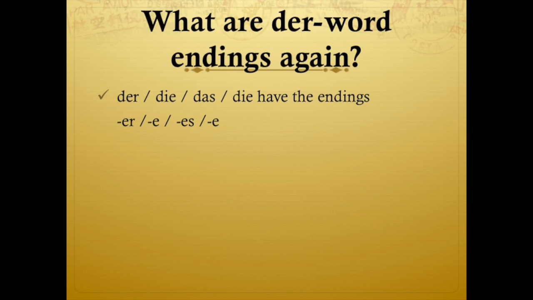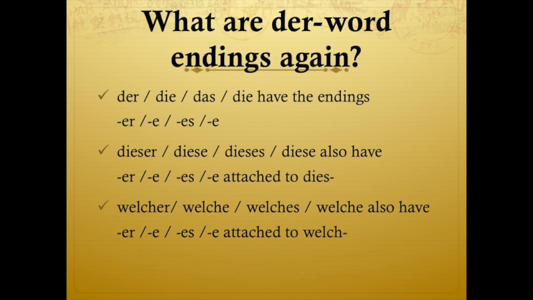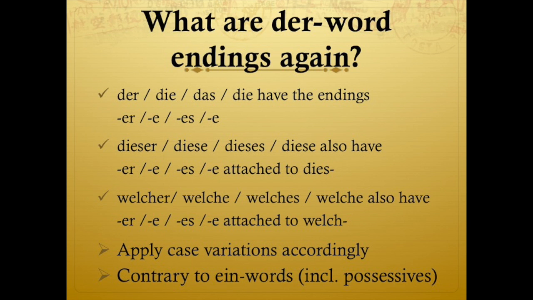So just a brief refresher on what are those der word endings again. We have the articles der, die, das, die in the nominative case, and they have the endings er, es, and e. And you attach those endings also to dieser, diese, dieses, welcher, welche, welches. So all those are der words. And you of course apply the case variations accordingly as well. So welchen or welchem. And they're in contrast to the ein words, which include mein or ihr, plus an ending.